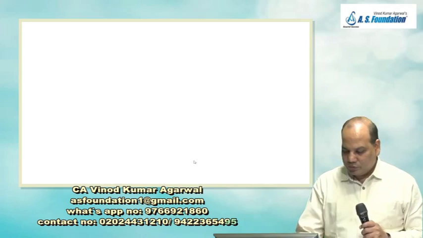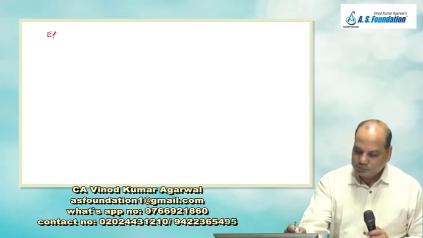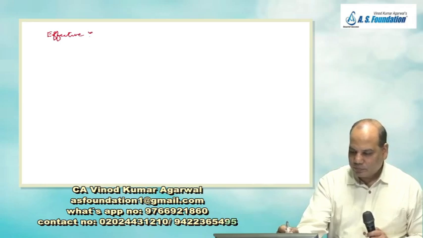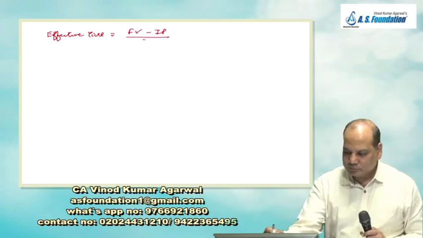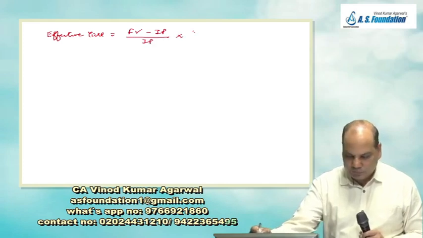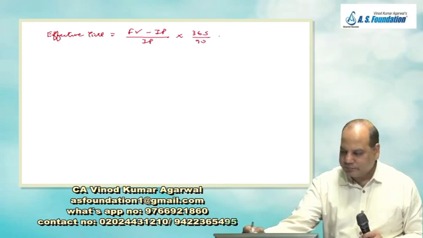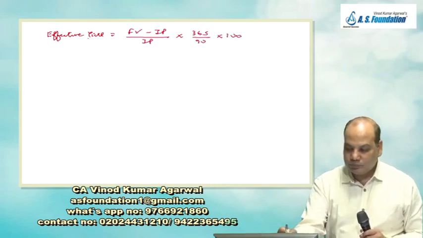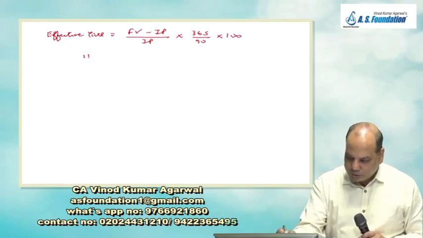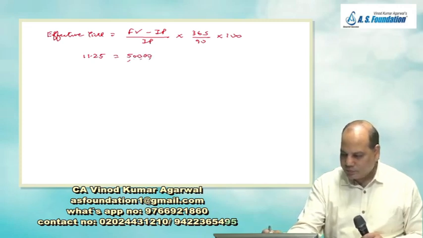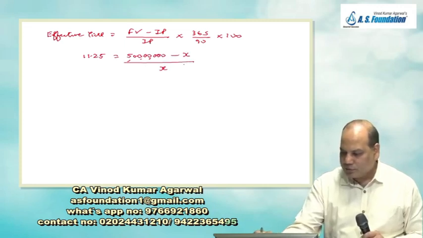So what is the formula of effective yield? Face value minus issue price, upon issue price, into 365 by 90, into 100. This is given to you. How much was that? 11.25. And face value is 5 crore. Issue price, assume X.